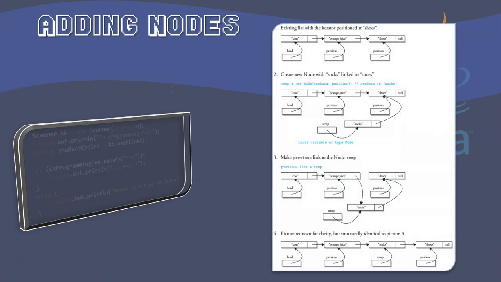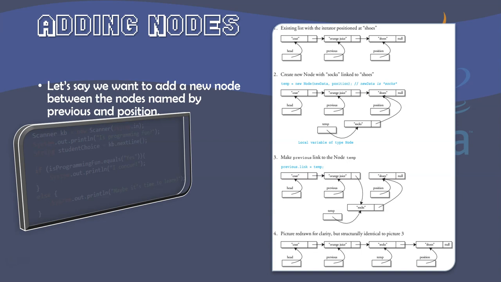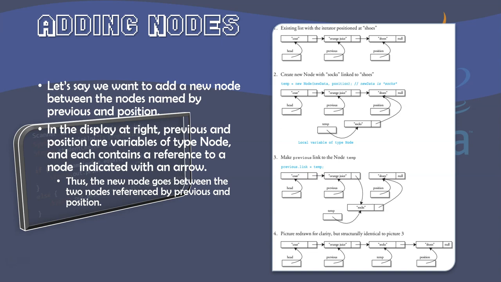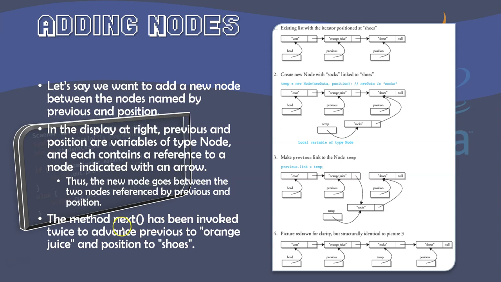Now, let's look at the same thing, but with adding nodes. When we start talking about adding nodes, we're going to see it goes between previous and position, again, like we had before. But you'll notice that now we have a new node that's going to go between the previous and position. The method next is being invoked twice, advancing previous to orange juice and position to shoes.